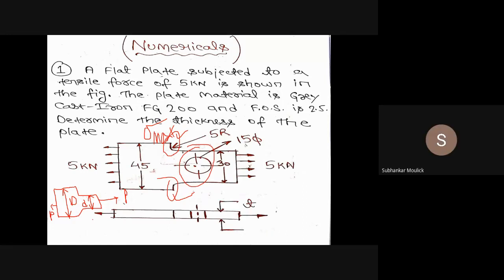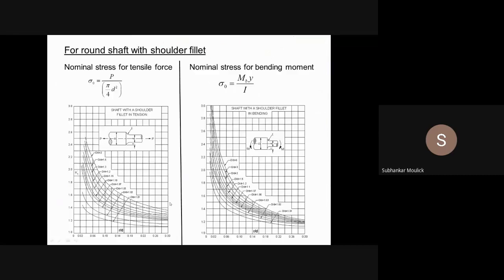Capital D is 45, the width of the larger plate. Small d is 30, the width of the smaller plate. If the plate is circular in cross section, then capital D and small d become diameters. So I got capital D 45, small d 30. Now I will go back to my design data book.